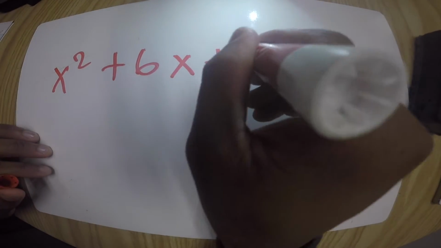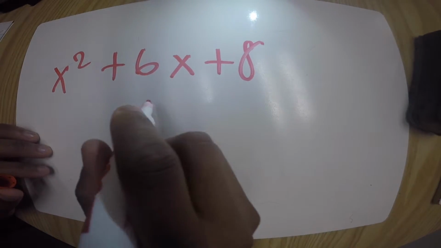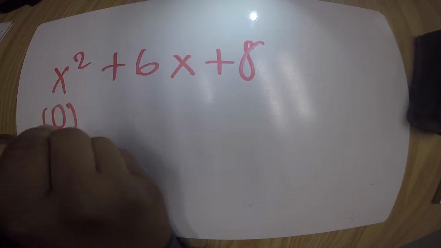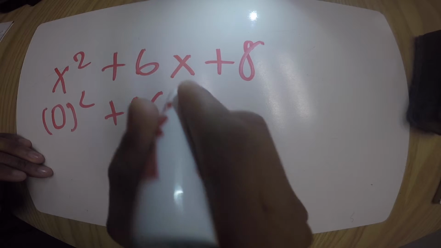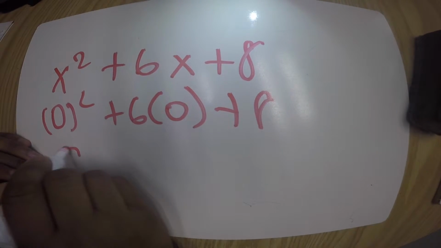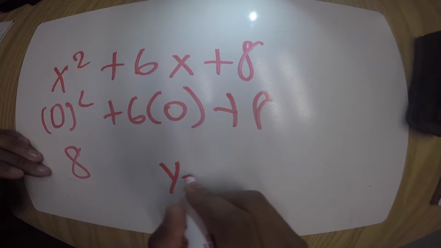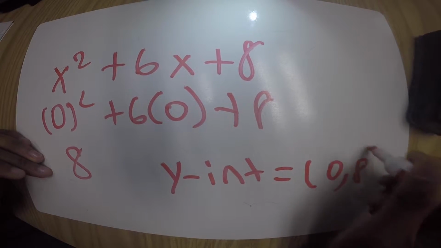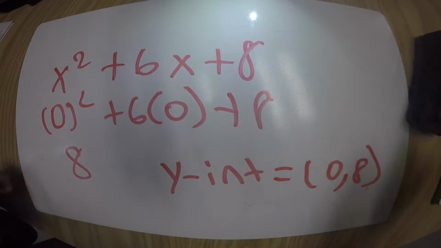So it's x squared plus 6x plus 8, right? To find the y-intercept, you just substitute every x with a 0. So it'd be 0 squared plus 6 times 0. 6 times 0 is 0, plus 0 is 0, plus 8. So that gives you 8. So the y-intercept is (0, 8). That's the y-intercept.